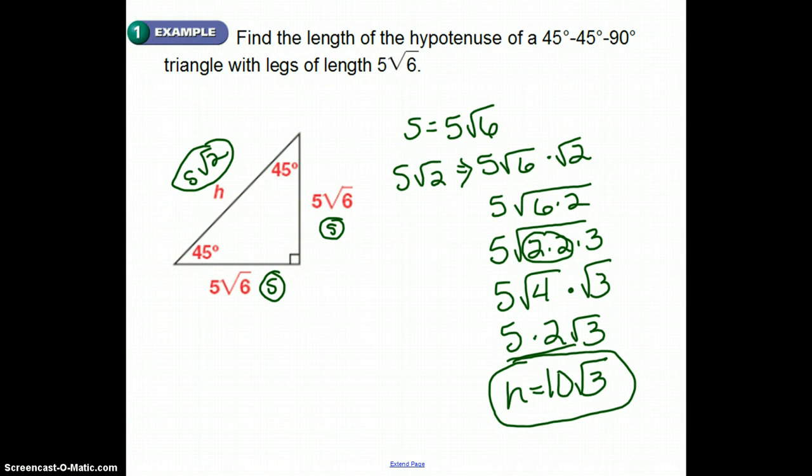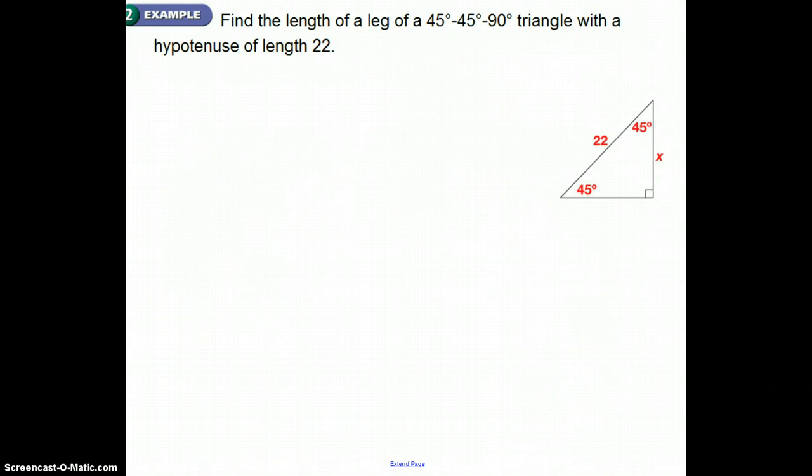Okay, let's try another. Now on this one, they tell us that this is a 45, 45, 90, and they want us to find this side that's x. So we have a couple different ways that we can go about this. First of all, if this is x, this side is too. And it might almost be easier to do Pythagorean theorem, because x squared and x squared together is going to have to give you 22 squared. So 22 squared is 484.